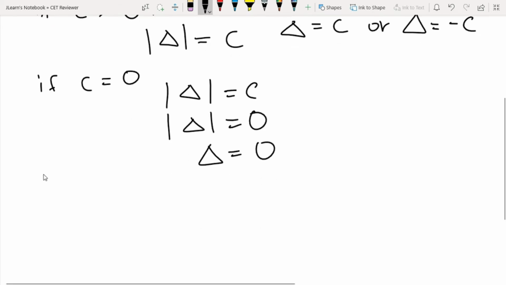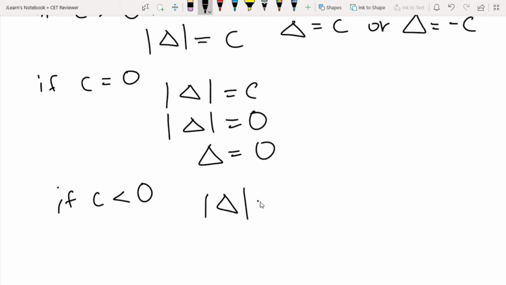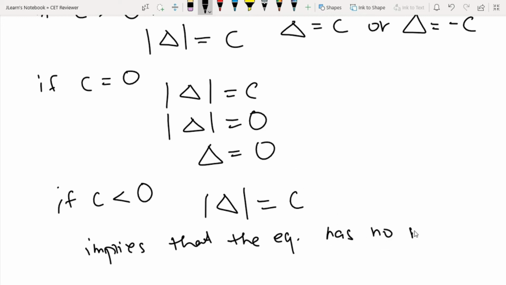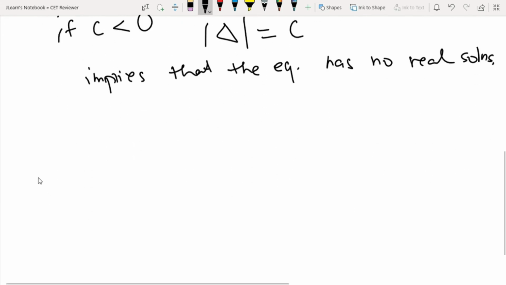Kapag ka negative naman, okay, if C is negative, kailangan lang natin na absolute value ng any algebraic expression ay equal sa C. And this implies that the equation has no real solutions. Okay? So, mas madali ito maintindihan by an example. So, let's do an example.